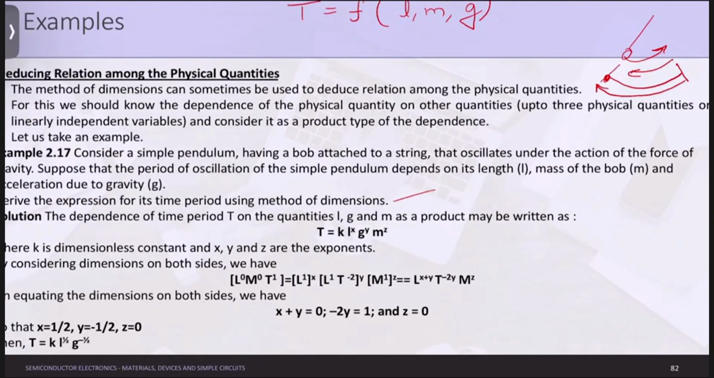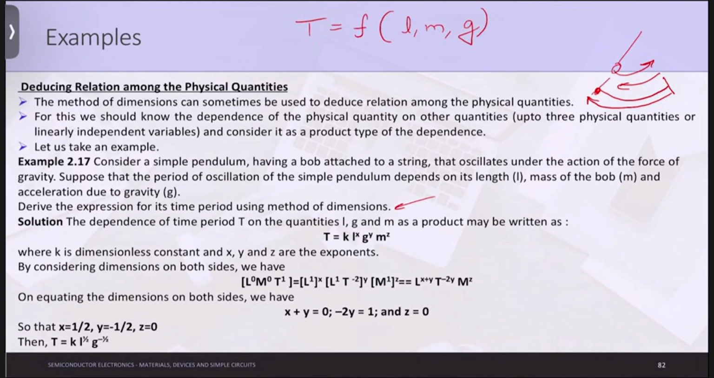So what is this method of dimensions, you may ask? The dependence of time period on the physical quantities can be written like this, right? So maybe there would be some multiplication factor, which we don't know right now, but length would have some power, g would have some power, and mass would have some power, right? If we write the dimensions of the left hand side and right hand side, we know that the left hand side would be in seconds only, because time is measured in seconds. So it would be L^0 M^0 T^1.